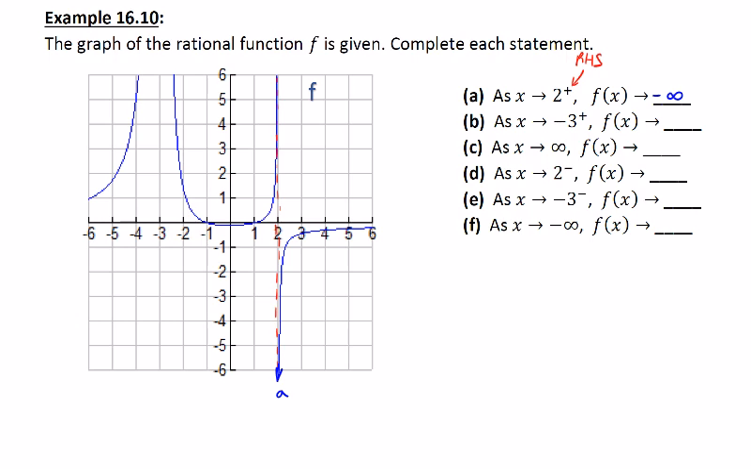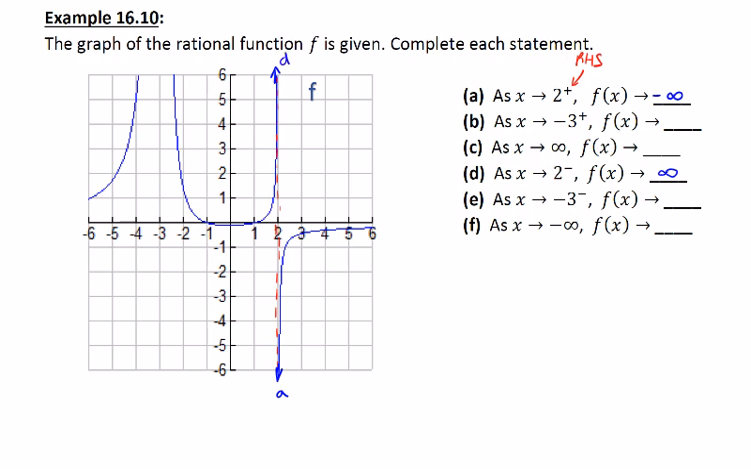While we're on the topic of this asymptote, let's go ahead and look at statement D. Statement D says as x approaches 2 from the left-hand side. So that superscript negative means left-hand side. And to the left of this vertical asymptote, we have an arrow that's going up. So that would imply that the f of x values are growing larger and larger. So we'll say f of x approaches infinity there. Let's go back to the top, and I'll label this arrow D.